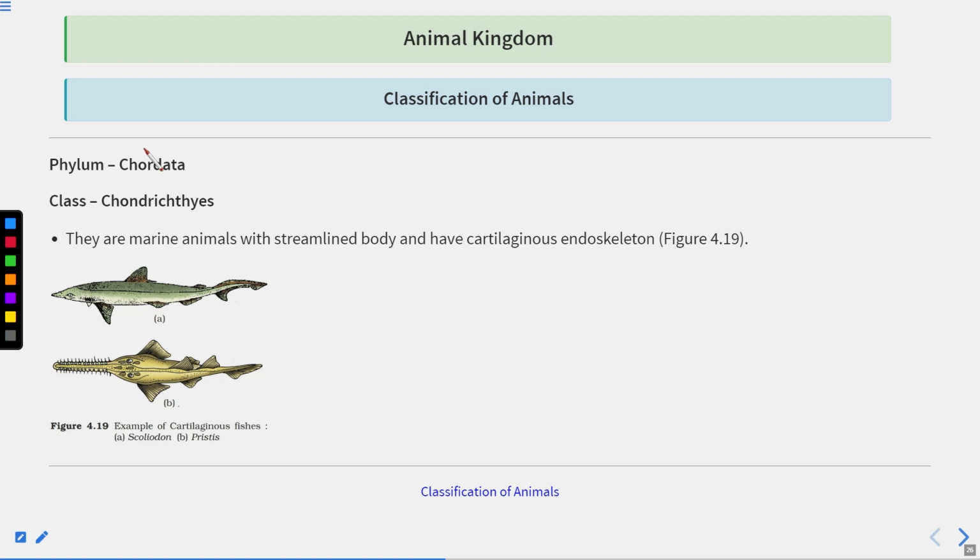Now, let us talk about the phylum Chordata. Here the first class is Chondrichthyes. They are marine animals with a streamlined body and a cartilaginous endoskeleton. The streamlined body is a very important feature.